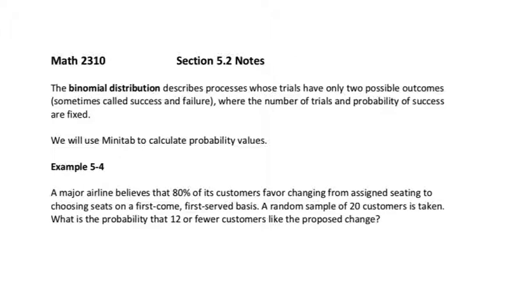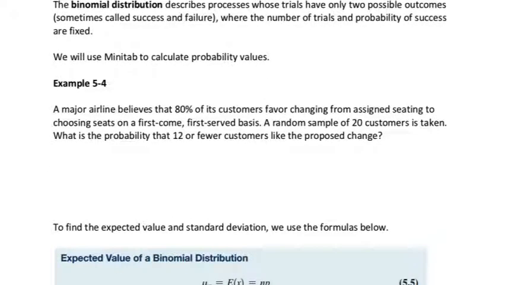So let's look at example 5.4. A major airline believes that 80% of its customers favor changing from assigned seating to choosing seats on a first-come, first-served basis. A random sample of 20 customers is taken. What is the probability that 12 or fewer customers like the proposed change?